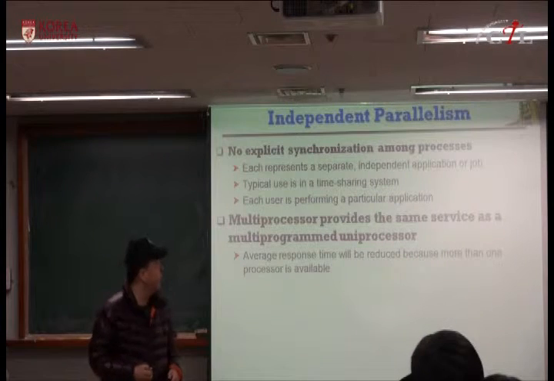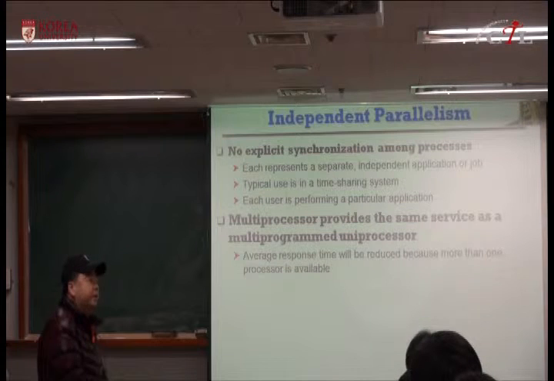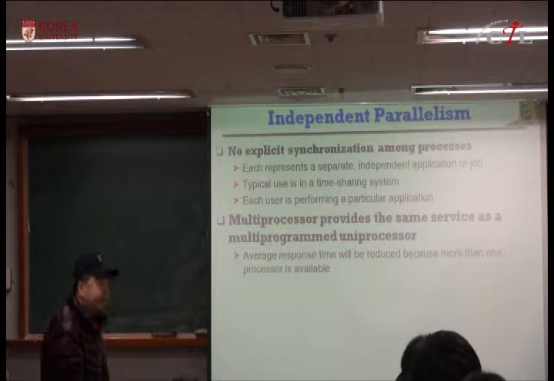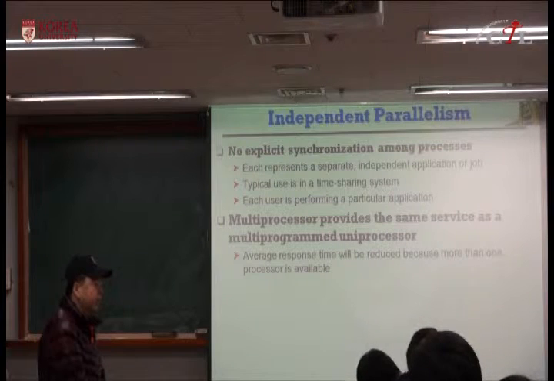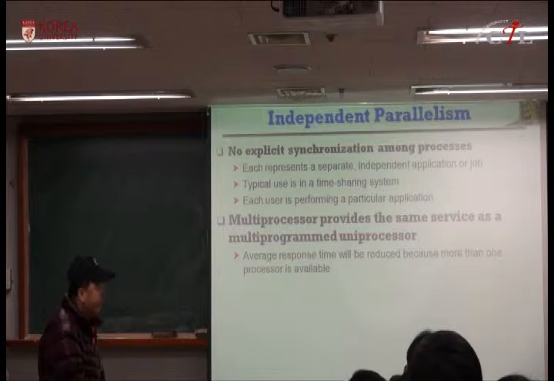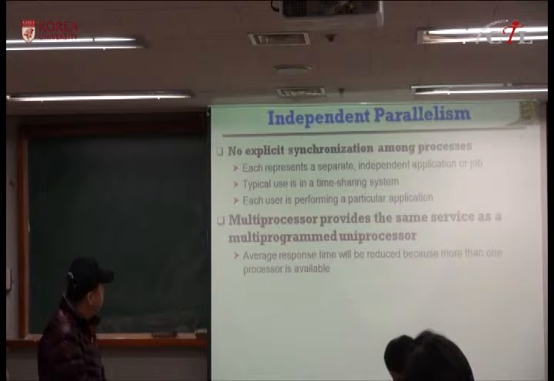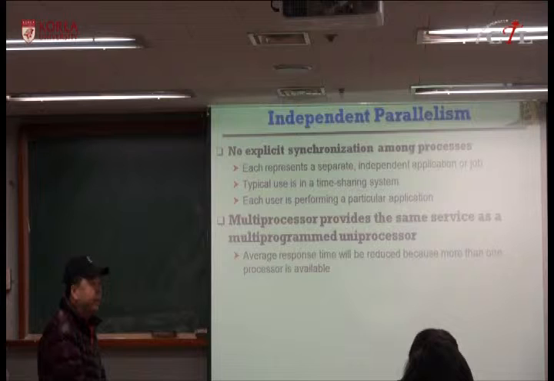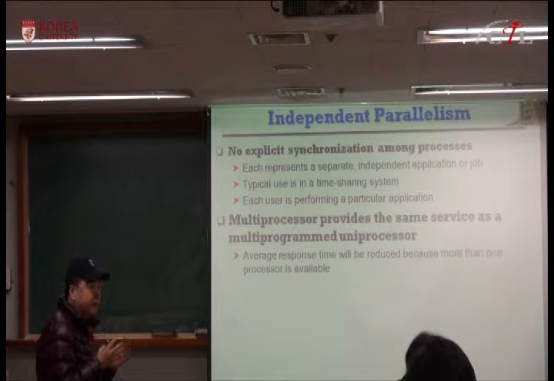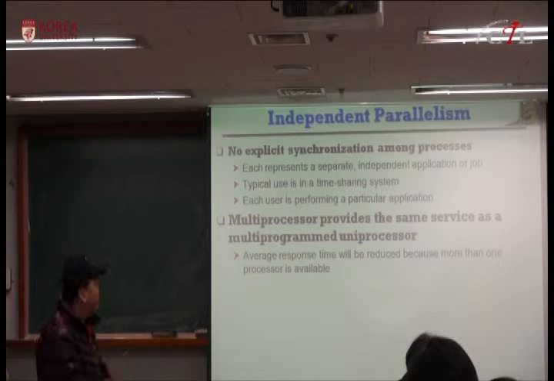The first one is called independent parallelism, which means each process or thread is independent. There is no need for synchronization, there is no dependency. Each task represents a separate independent application or job. Typically in a time-sharing system, in a multi-user environment, each task is usually independent, and each user is performing a particular application. In this case, a multiprocessor environment can provide good service and performance for this type of parallelism.